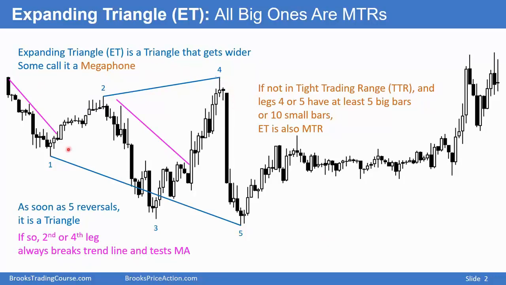Whenever you have an expanding triangle, either the second leg breaks strongly above a bear trend line, or the third leg breaks strongly above a bear trend line. And therefore, you've got to be thinking about a possible major reversal. We have a test of the low, and we have a successful reversal. You can call this a lower low major trend reversal as well.